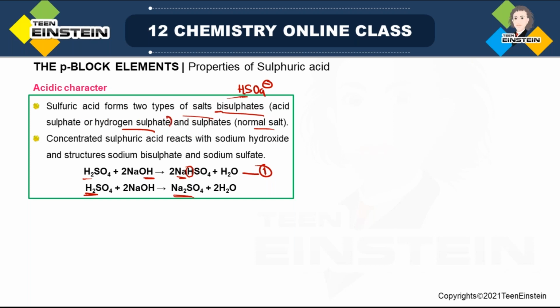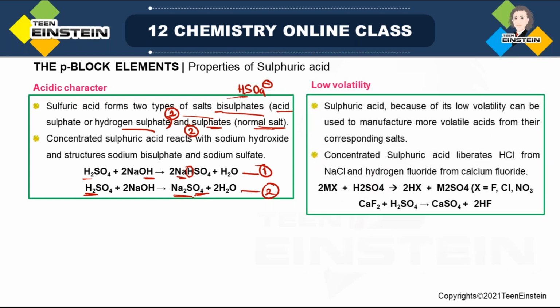So it will be ended here. And sulfate will be called if it is equation number 2. This is for equation number 1, this is for equation 2. Normal salt is basically the second one. If one hydrogen is replaced, it will be called bisulfate, hydrogen sulfate, or acid sulfate. Acid sulfate, because you still have one more acidic hydrogen left. That is why it is called acid sulfate. And the second type of salt is normal salt, because both the hydrogens are replaced.